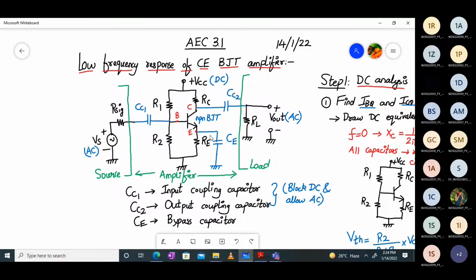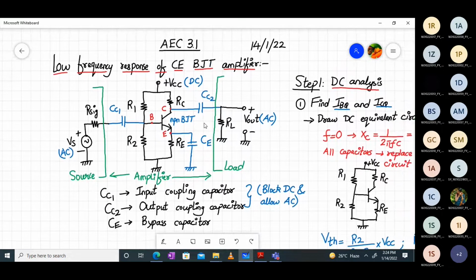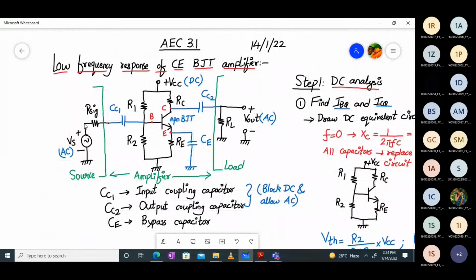The bypass capacitor's role is again to allow AC and block DC quantity. So that's the role of these capacitors. Understood? Input coupling capacitor means it will couple the input to the input of the amplifier, and the output coupling capacitor will couple the collector terminal output to the actual output of the amplifier. Is it clear to you?